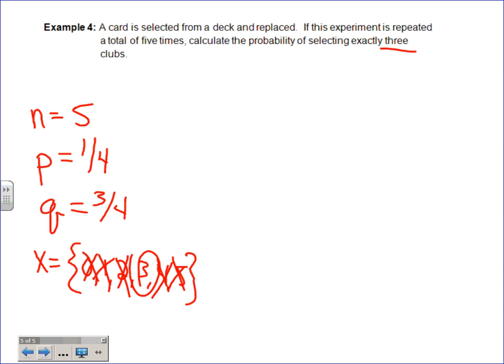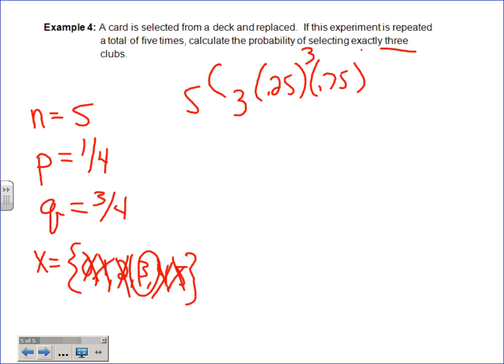Again, you don't always have to do it that way, but if that helps you, go ahead. Okay. So there's 5 of them. I want to choose exactly 3 of them. Probability of success is 0.25 or 1/4, right? And how many of those do I want? 3. And 0.75.